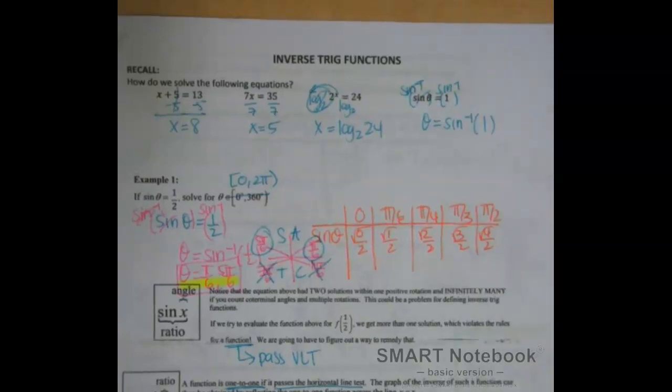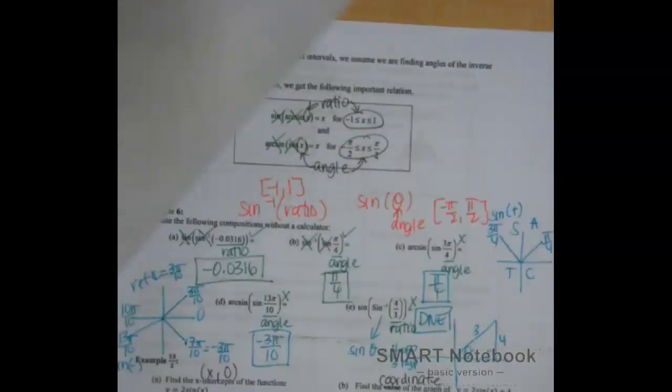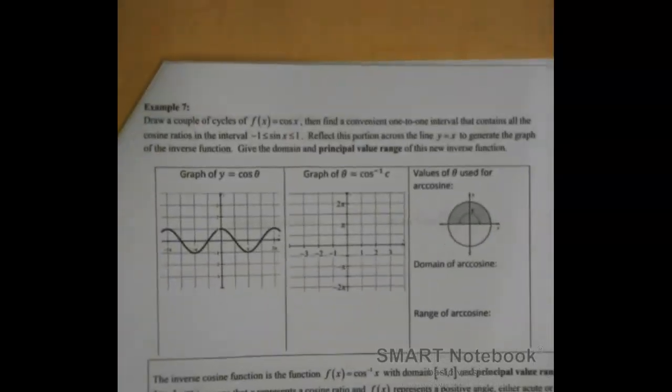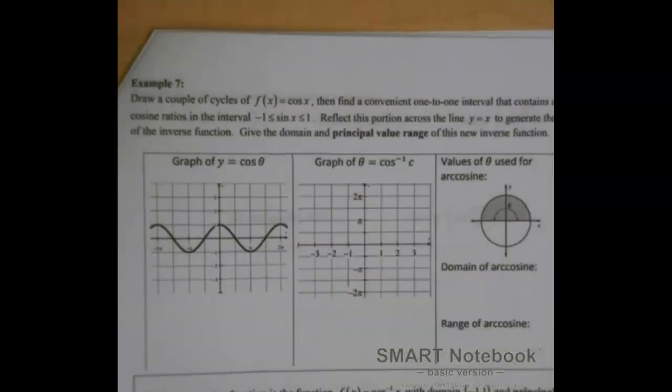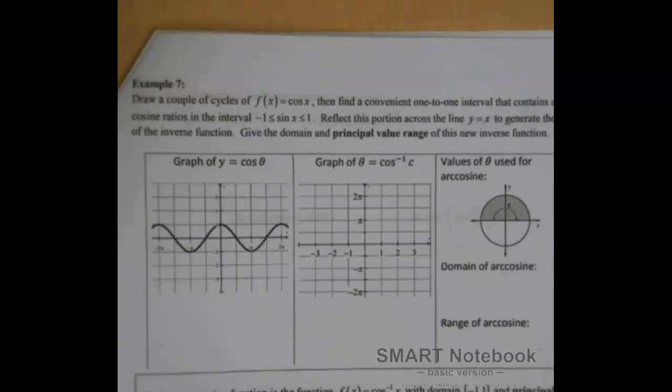So we've already talked about inverse sine, so that was the first 3 pages. We're going to look at the next 3 pages in your notes. So let's go ahead and flip it over to example 7. And we're going to start by looking at cosine. So today we're going to finish up cosine and tangent inverse. So inverse cosine, inverse tangent.